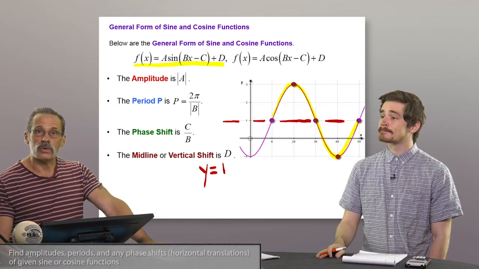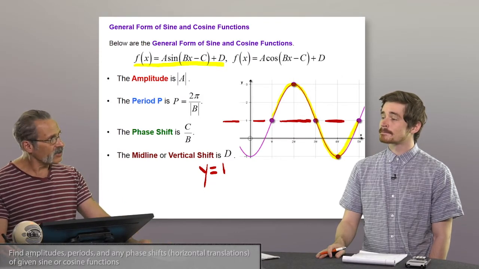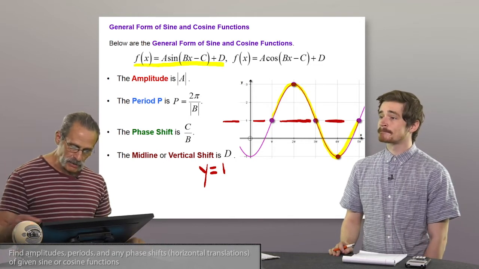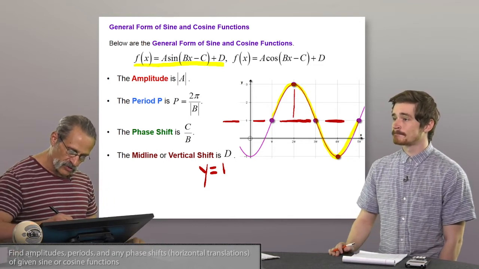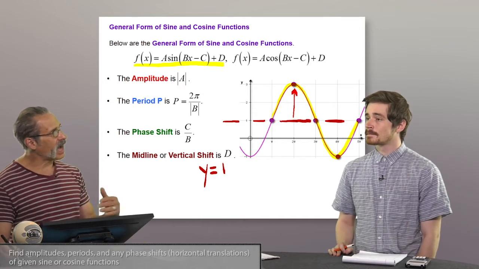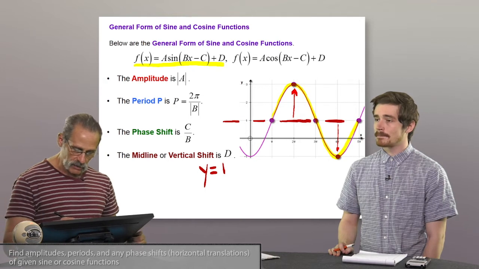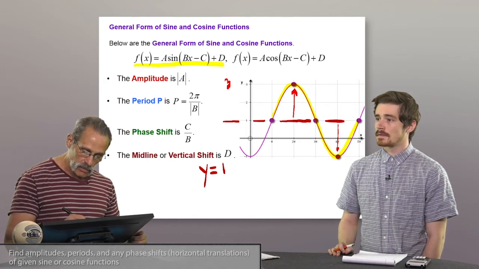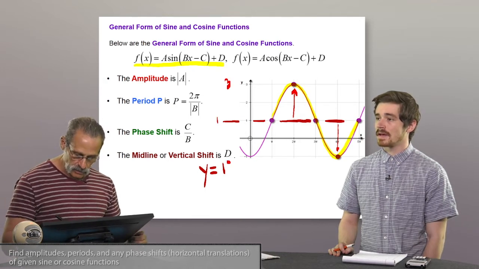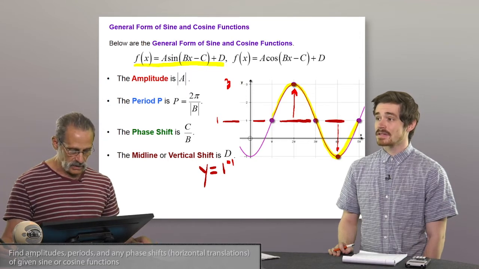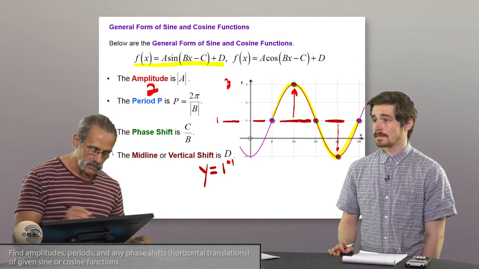So next we're going to talk about the amplitude, period, and phase shift off of that midline. For the amplitude, that's your vertical distance from the midline to either the top or the bottom of the graph. So it looks like I'm going from 1 to 3, or 1 to negative 1. What is that distance going to be? That is 2. Very, very good.